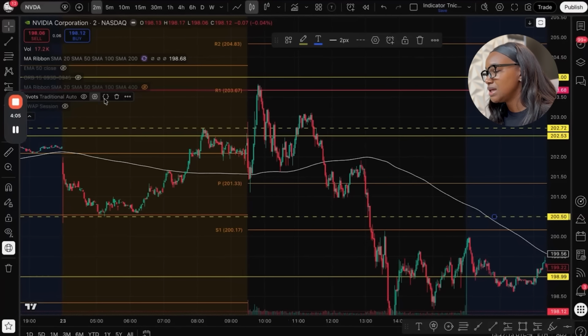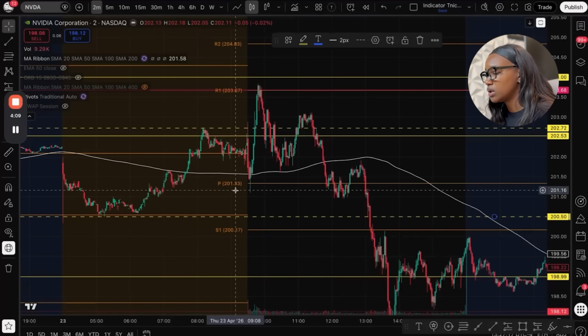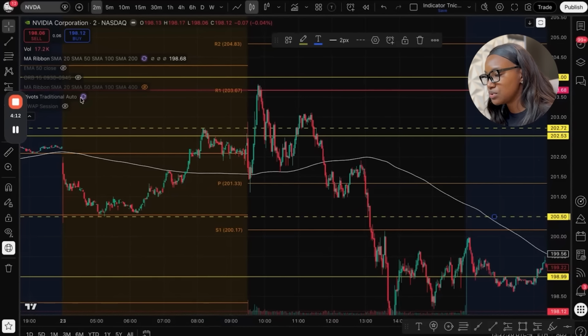And I want you to see that there's going to be these lines that populate on your chart, right? R1, R2, P, S1, S2, okay? So all those numbers are showing us, my friends, those are pivot points. Pivots are a mathematical equation that takes the data from previous price action and then plots the lines for price action or trading going forward.